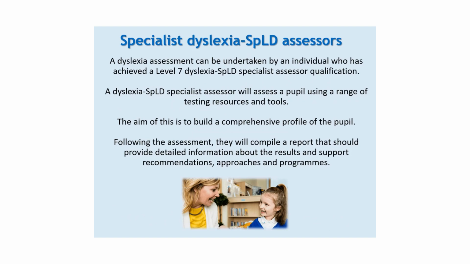Specialist Dyslexia SPLD assessors. A dyslexia assessment can be undertaken by an individual who has achieved a Level 7 Dyslexia SPLD Specialist Assessor qualification. A Dyslexia SPLD Specialist Assessor will assess a pupil using a range of testing resources and tools. The aim of this is to build a comprehensive profile of the pupil. Following the assessment, they will compile a report that should provide detailed information about the results and support recommendations, approaches, and programs.